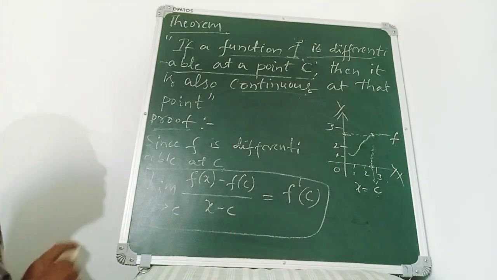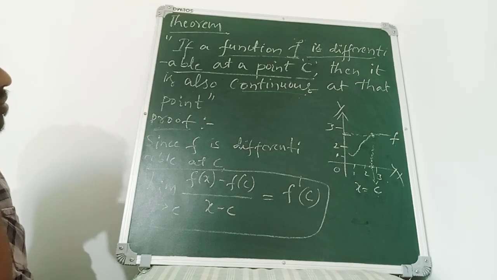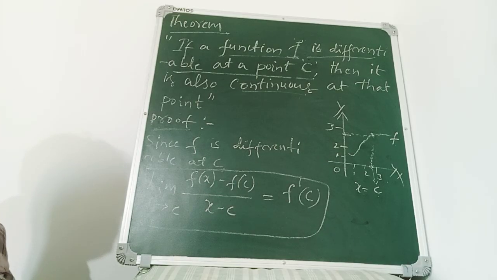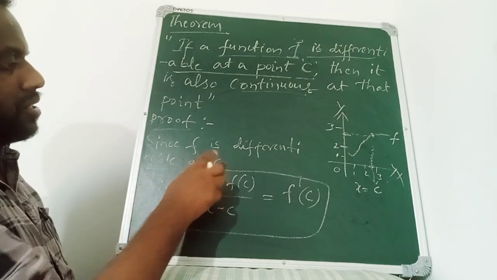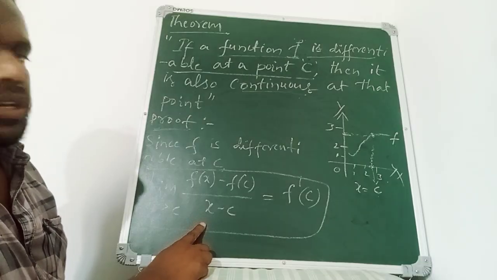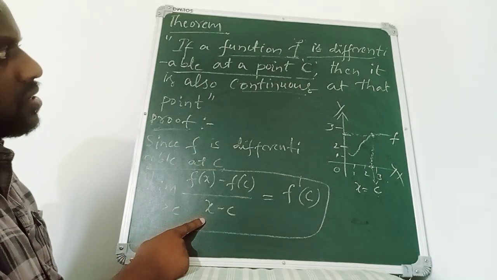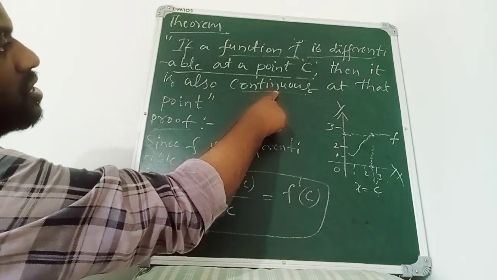So this you have to remember. Okay, when f is differentiable at point C, this is the formula we have to use. This we have to remember. Next, using this we have to prove the function is continuous.